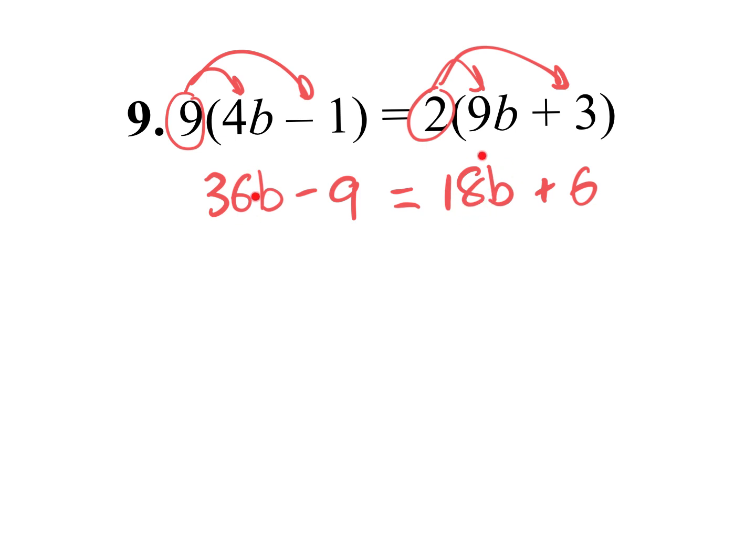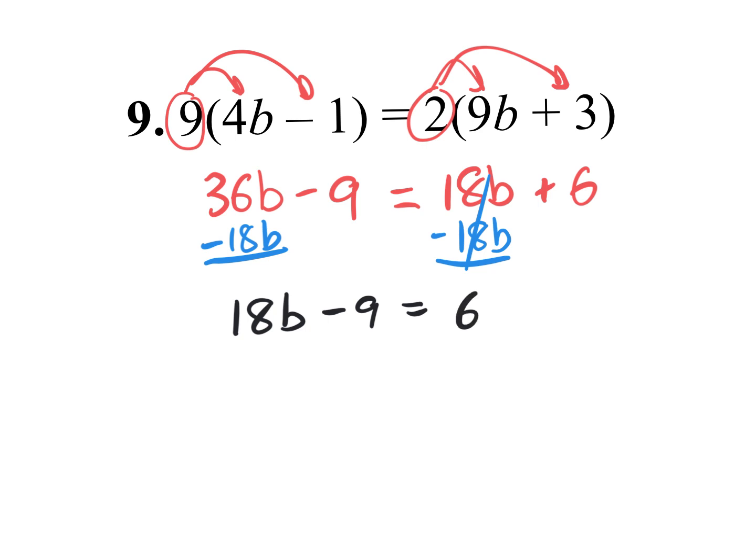I am going to choose to get rid of this 18b by subtracting it. So that's what I'm going to do. Subtract 18b, subtract 18b. What you do to one side, do to the other. 36 take away 18 is 18, and we're talking about b's here. Bring down the minus 9, bring down the equal, and bring down the 6 that's left over on the right side. From here, we have a two-step equation.